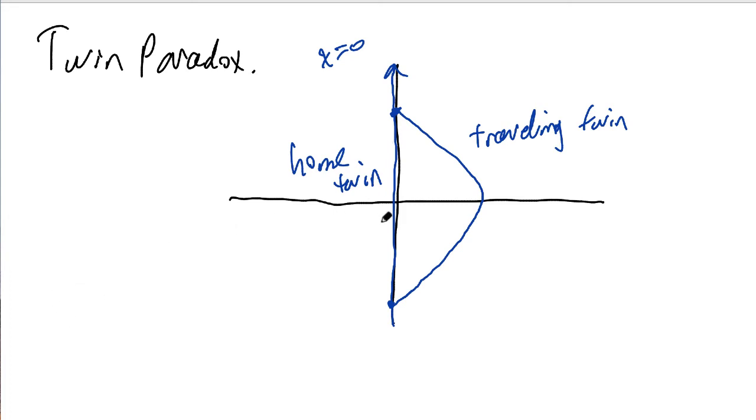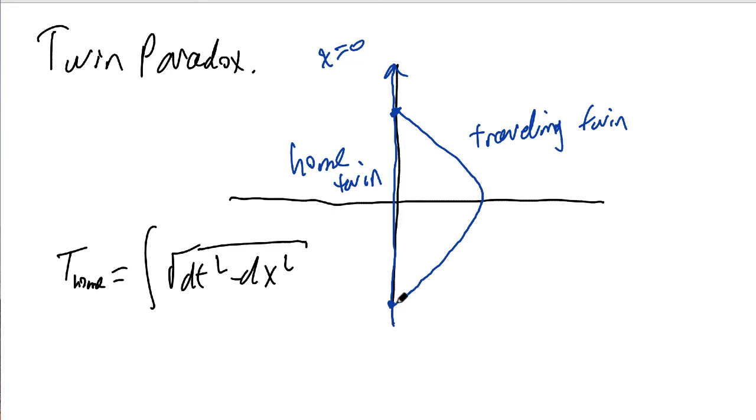Well, for the twin who stays at home, the proper time along this curve, so we'll call that t home, is just, well, it's always just the integral of square root of dt squared minus dx squared. Okay, so this twin stays at home, so dx is 0, so this is just, of course, integral dt. So it's just the coordinate time interval between these two events, right?